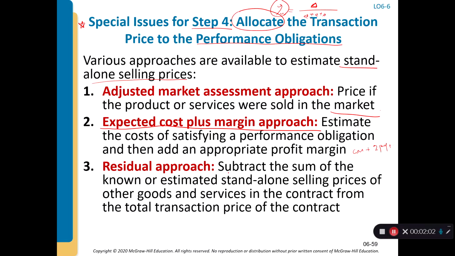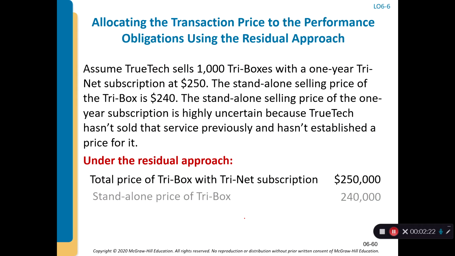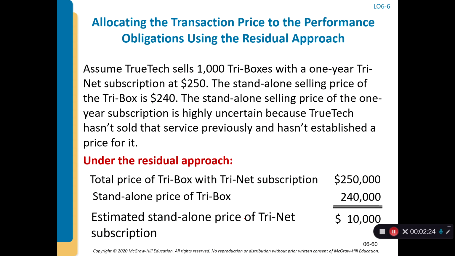The third one is called the residual approach. Basically you have a basket of price, the total transaction price, and some of it is worth some known money. So the leftover is going to be the total minus the known part. Because the third method is one we don't quite know in normal life, we're giving an example.